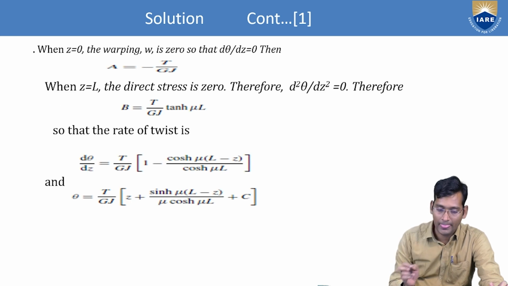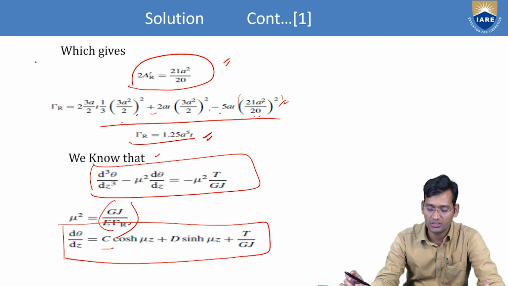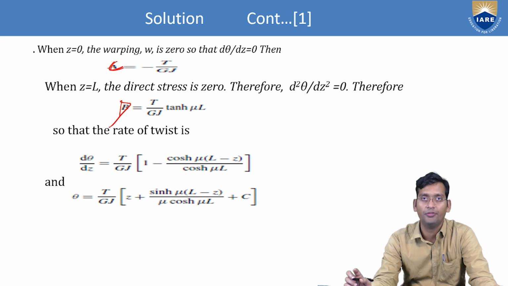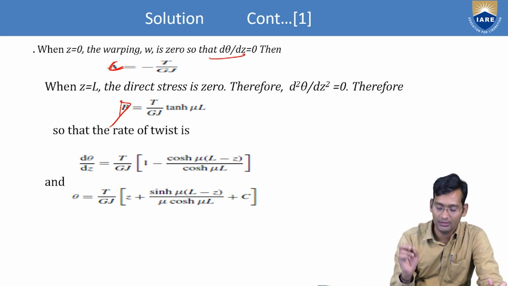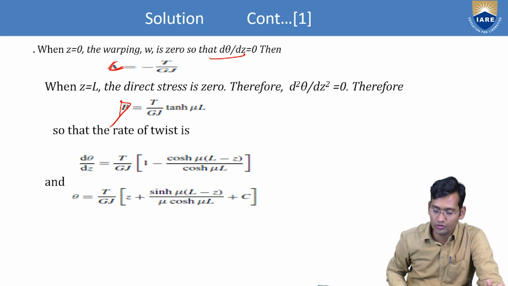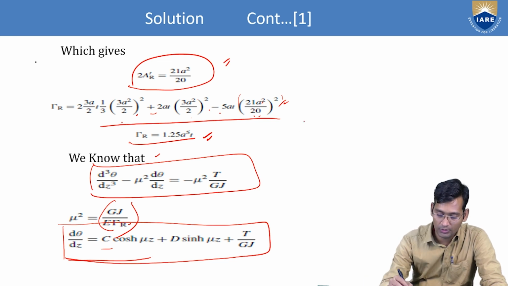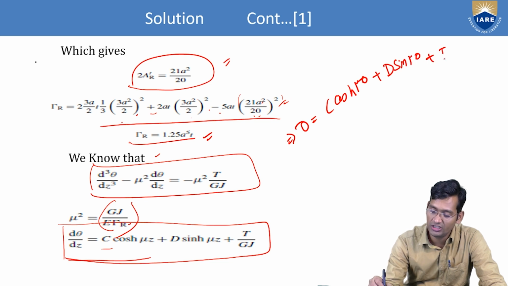Okay. So now here what we require is to find the constant values. Sorry, here actually it should be C and D. Okay, C and D. So when z is 0, warping will be what? W is 0, so that d theta by dz equals 0. So put z equals 0 and d theta by dz equals 0 from here. So once we put d theta by dz as 0, that implies 0 equals C cos h mu into 0 plus d sin mu into 0 plus t by gj.